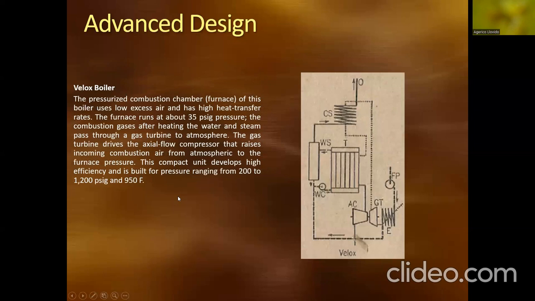Velox boiler. The pressurized, ito naman, Velox. Ayan, ito yung wall. Feed water dyan. So, ito, meron siyang gas turbine. Ayan. The pressurized combustion chamber furnace of this boiler uses low excess air and has high heat transfer rates. The furnace runs at about 35 psi gauge pressure. The combustion gases after heating the water and steam pass through a gas turbine to atmosphere. The gas turbine drives the axial compressor that raises incoming combustion air from atmospheric to furnace pressure. This compact unit develops high efficiency and is built for pressure ranging from 200 to 1200 psi and 950 Fahrenheit steam.